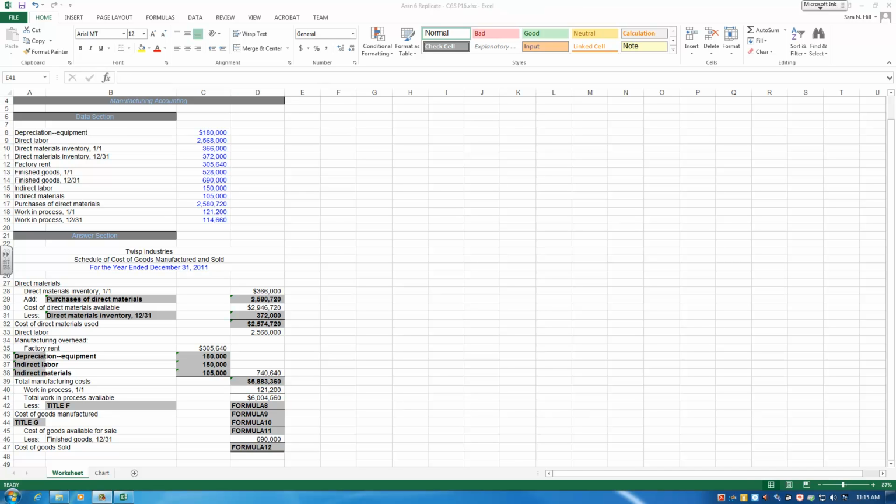Next up is work in process. Okay, we can see here we've got work in process on January 1st of $121,200. Then we added in our total work in process available, which is simply the work in process on January 1st plus the total manufacturing cost that we just calculated. So in our normal cost of goods sold formula, what are we going to subtract out? Well, we're going to subtract out our ending inventory. So let's go ahead and grab our ending inventory, A19, work in process, and our related data.